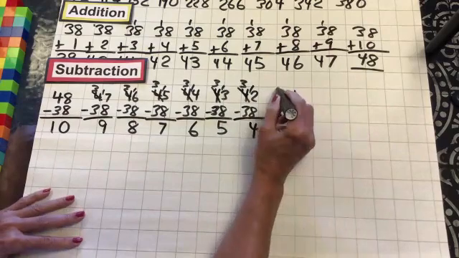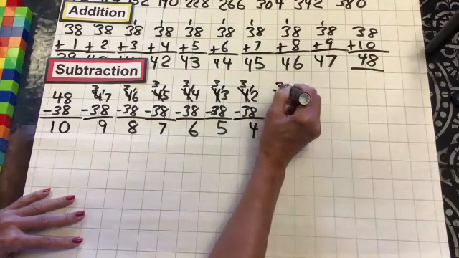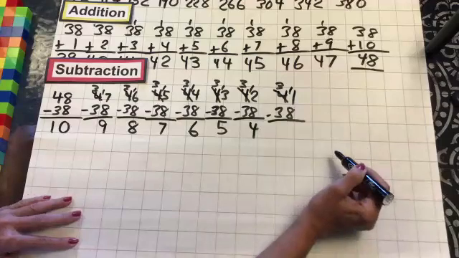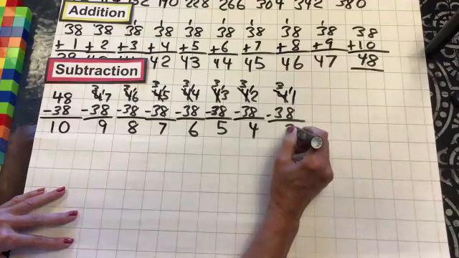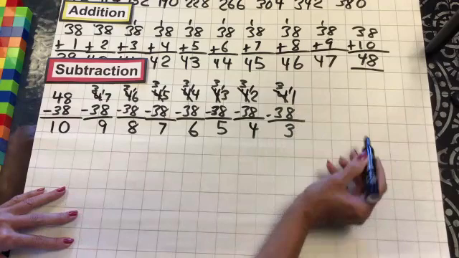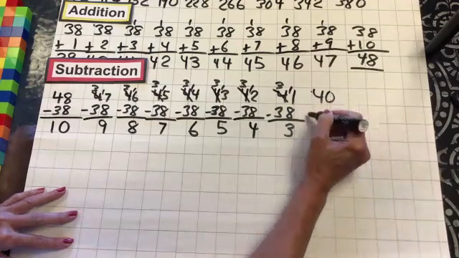8 from 1, can't do. Borrow from the 4, making it 3, and changing that to 11. 11 minus 8 is 3. 3 minus 3, nothing. 40 minus 38.